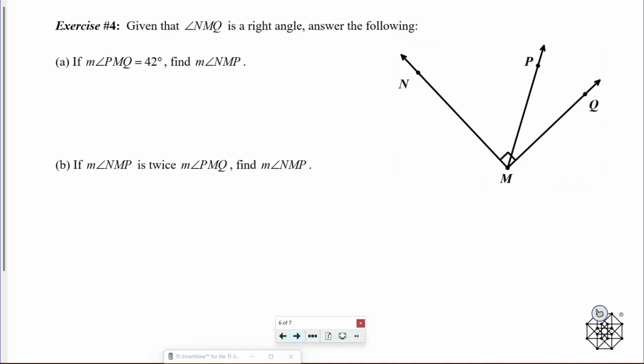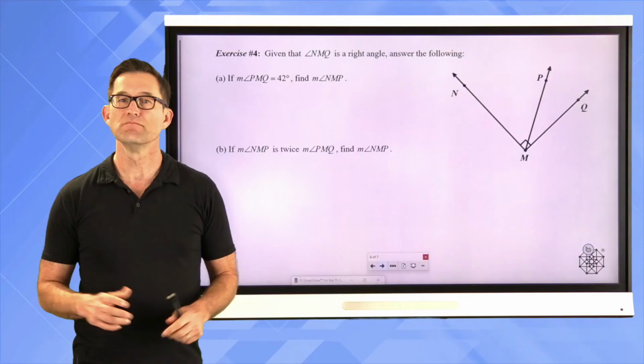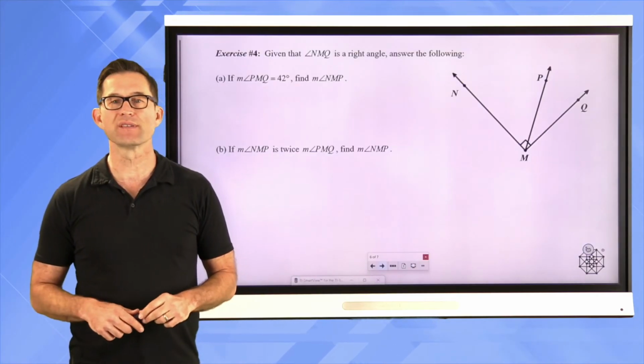Given that angle NMQ is a right angle, answer the following. Letter A, if the measure of angle PMQ is equal to 42 degrees, find the measure of angle NMP. All right, we'll see if you can figure this out. It's not too tough.